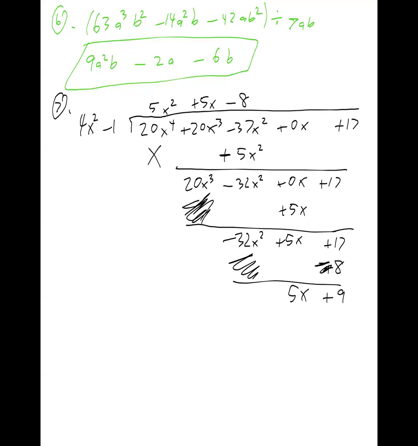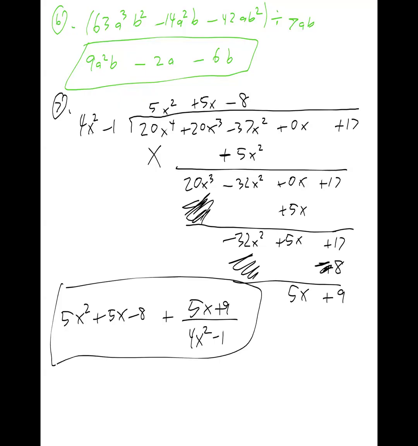So then we write the answer in the proper form, which is 5x squared plus 5x minus 8 plus the remainder of 5x plus 9 over the original division problem, which is 4x squared minus 1. There we go. They call that a divisor, by the way. What you're dividing by is called the divisor.